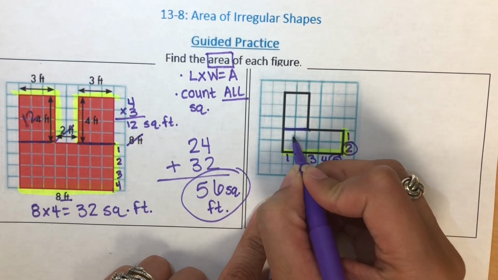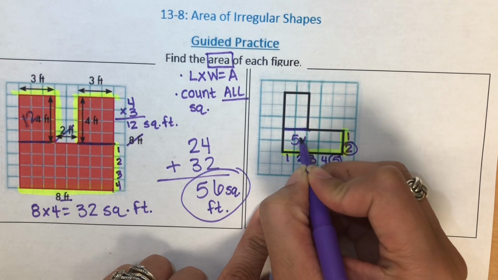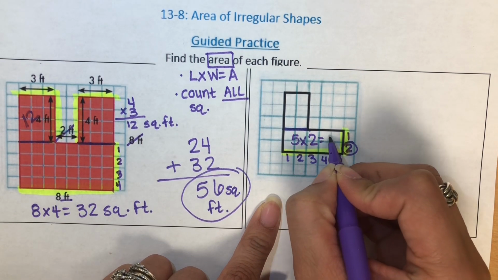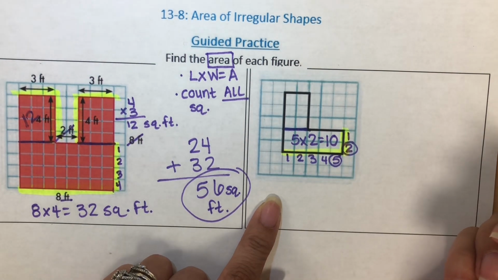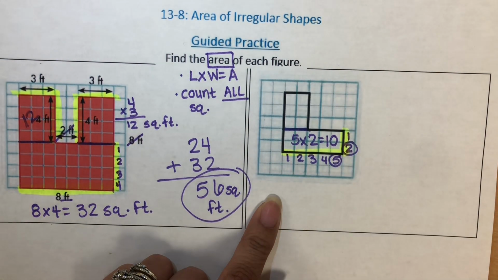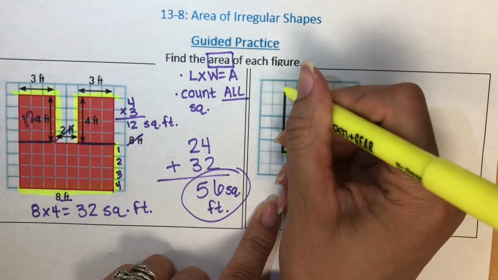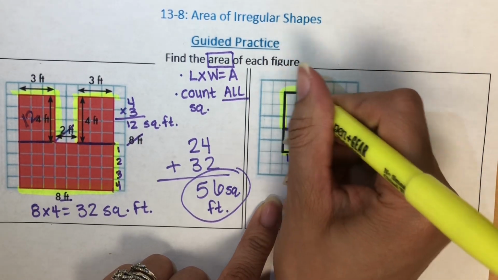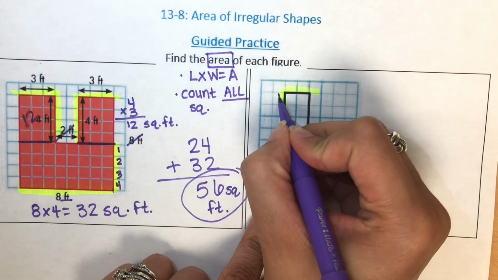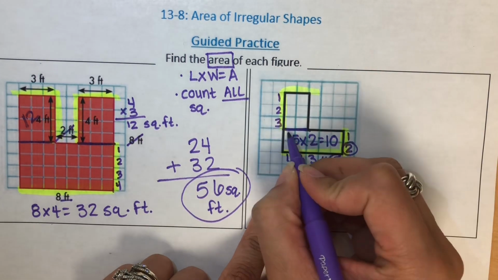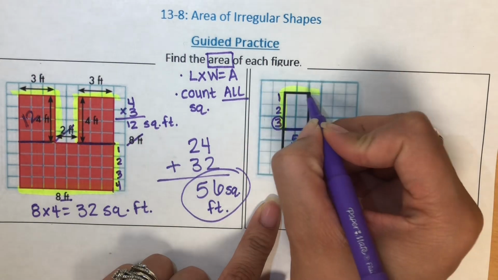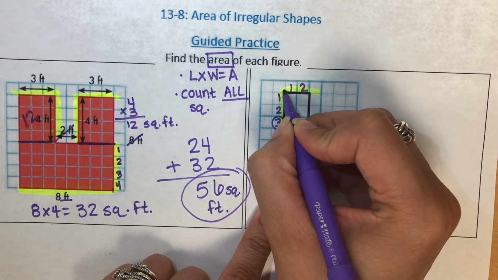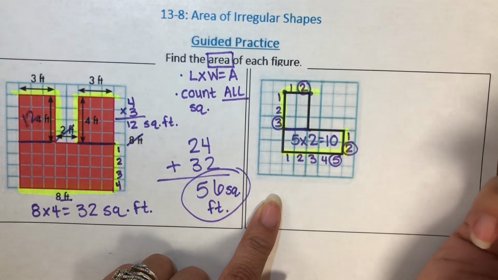So here, this is going to be 5 times 2. 5 times 2 is 10. Okay, so 10 square units. Now for the top one, again, my length and my width. My length is 1, 2, 3, stopping at this line, 3 units long, and 1, 2, again, it starts right here, ends here, 2 units wide.